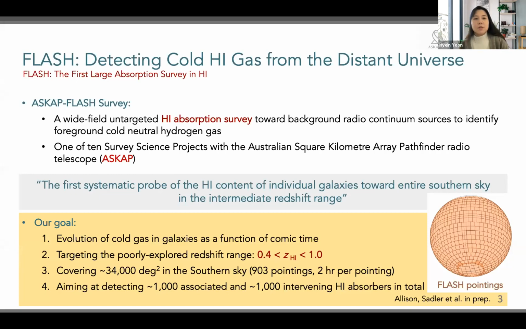The ultimate goals of the survey are summarized here. We aim to trace the evolution of cold gas in galaxies. What we do is observe the entire southern sky and extract spectra toward radio sources in the low frequency band with ASKAP. It doesn't target individual sources. Instead, we observe selected fields and detect any absorption line from there in the redshift range from 0.4 to 1. We will eventually cover about 34,000 square degrees of the sky. Considering the expected number as a function of observed frequency, we expect to see roughly 1,000 H1 absorbers from this sky area.